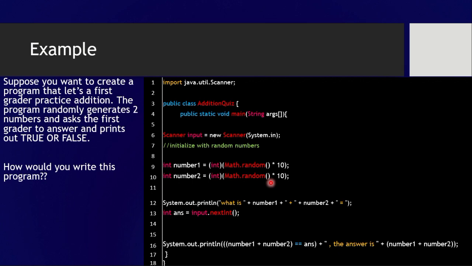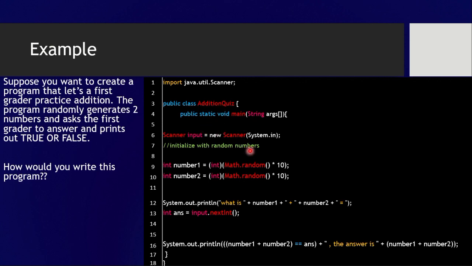so let's get into some actual code using these operators, right? Suppose you want to create a program that lets a first grader practice addition. The program randomly generates two numbers, asks the first grader to answer, and prints out true or false. How would you write this program? First things first, we see that this program requires interaction, so we import the scanner, right? And then we name this class AdditionQuiz.